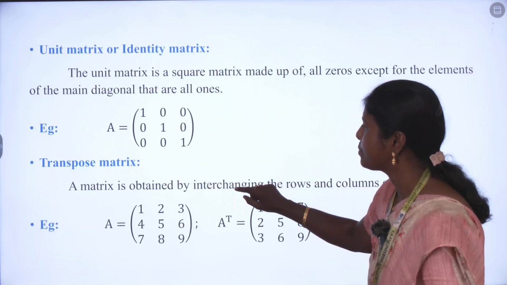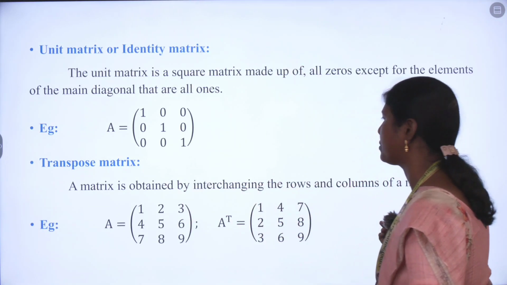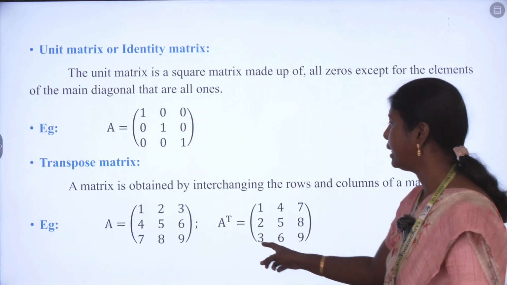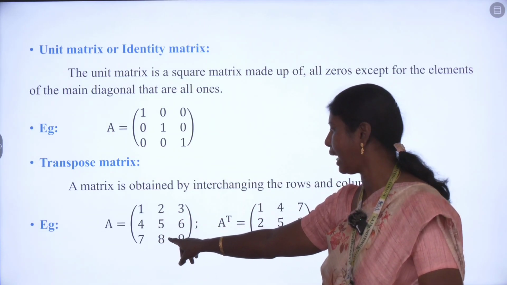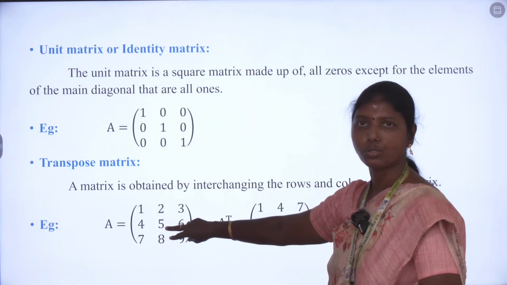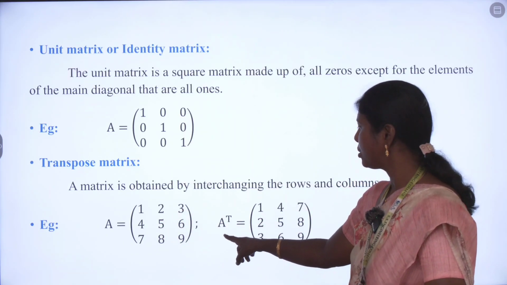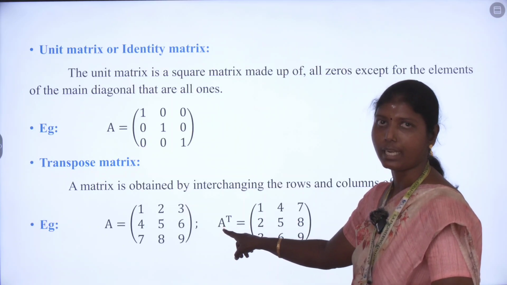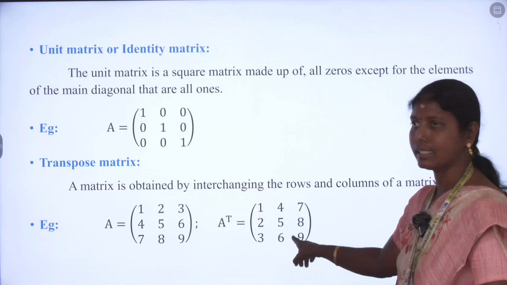So next is the transpose of a matrix. A matrix obtained by interchanging the rows and columns of a matrix. If you choose a matrix A, that is 1, 2, 3, 4, 5, 6, 7, 8, 9, and change the rows to columns and columns to rows, we call that the transpose of the matrix. The transpose of A is denoted as A^T. So 1, 4, 7, 2, 5, 8, 3, 6 and 9.